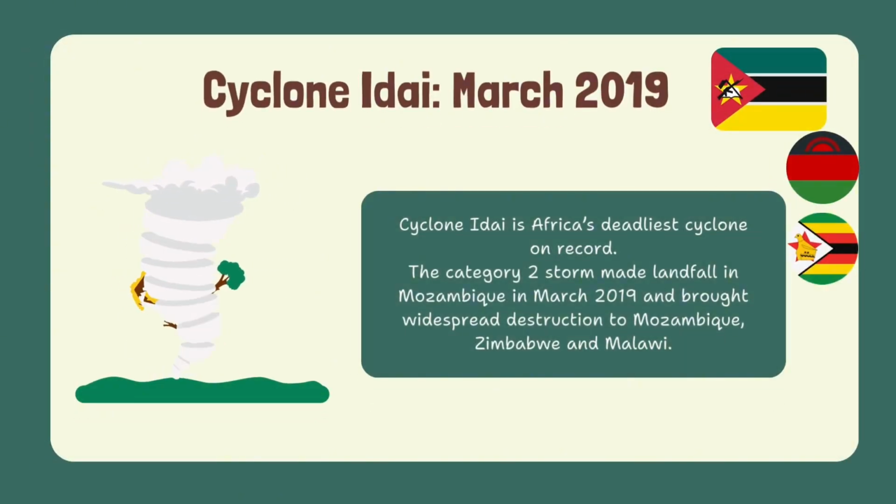Let's look at a tropical storm that happened. Cyclone IDAI is Africa's deadliest cyclone on record. The Category 2 storm made landfall in Mozambique in March 2019 and brought widespread destruction to Mozambique, Zimbabwe, and Malawi. We will be looking at the effects and responses of this cyclone.